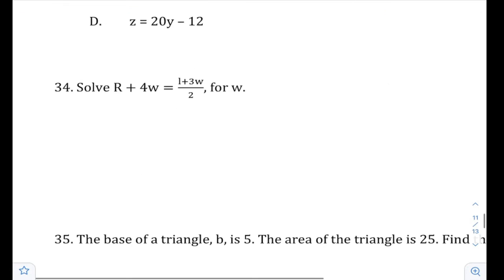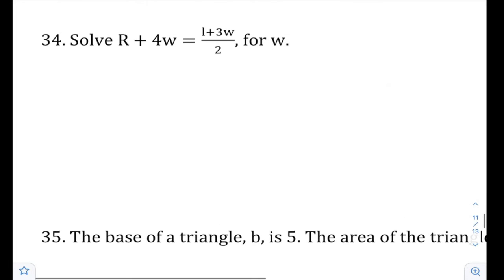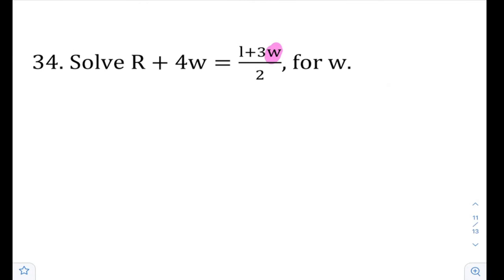Now we will solve also for W. Step 1, get rid of the denominator. So multiply both sides by the 2.